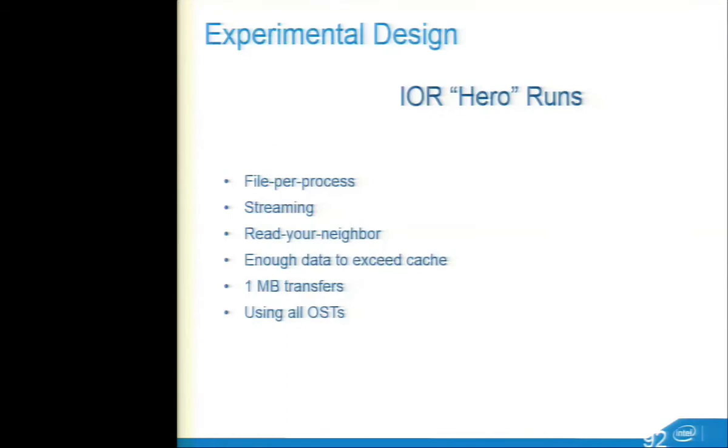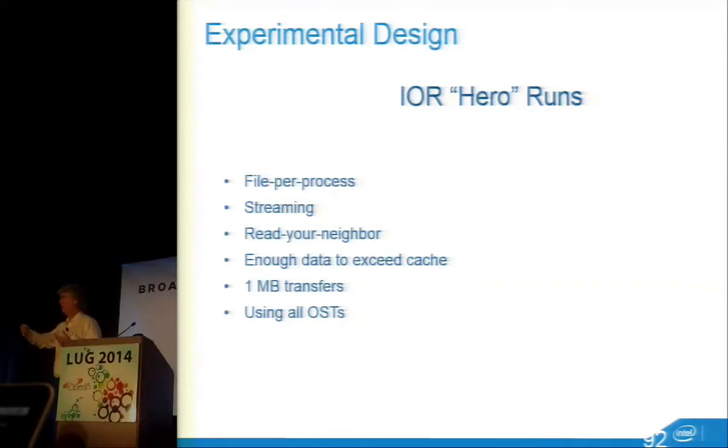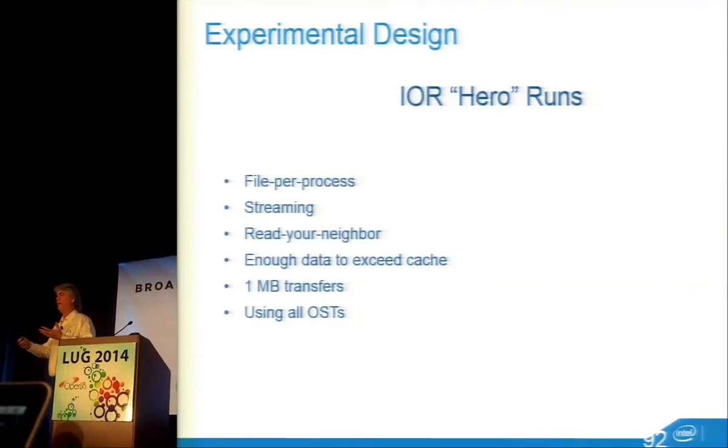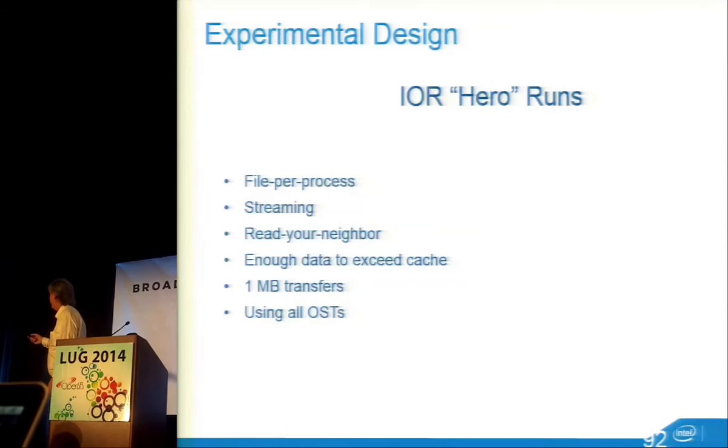We're going to be doing what some people call IOR hero runs. That is, you're trying to get the best sustainable performance you can get. So it's not just talking to cache. It has to go all the way to the servers. But we're trying to actually get the best numbers. And so the conventional way you do that is to run file per process with streaming I/O. If you're doing a big test, you probably want to do read your neighbor.